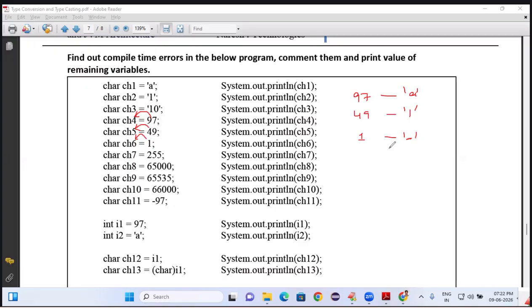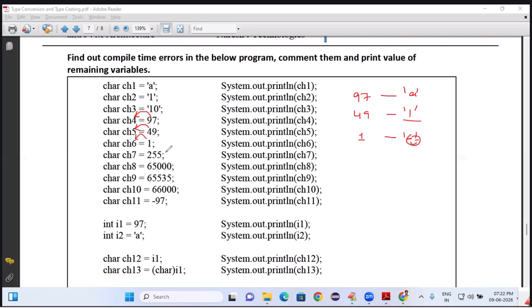49, 1. Which one is 49? Digit 1 is not 49. Character 1 is 49. Okay? The digit 1 has one character, and that character is a face. Understand? What is 1 representing? A smile face will come.